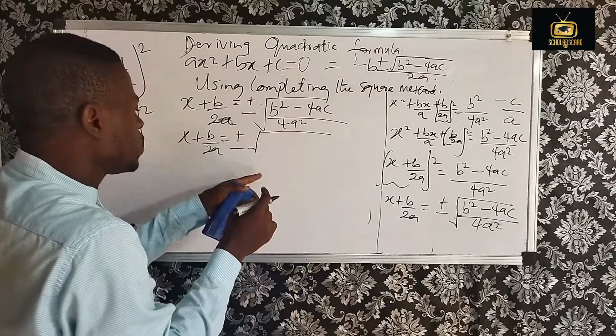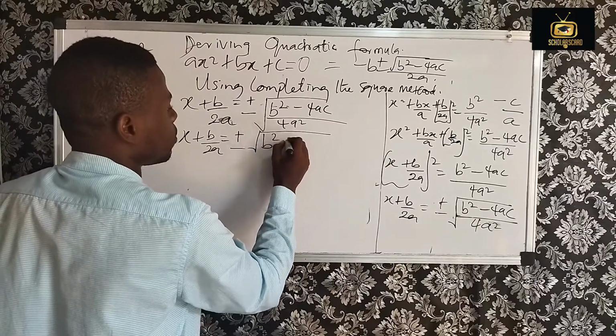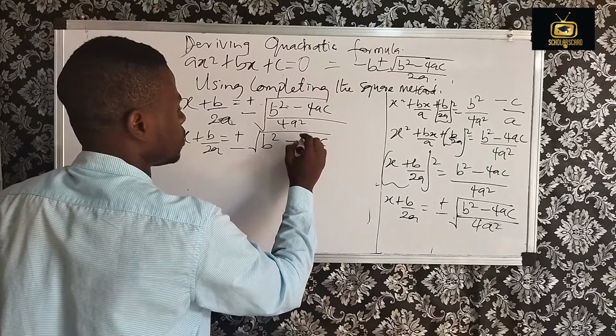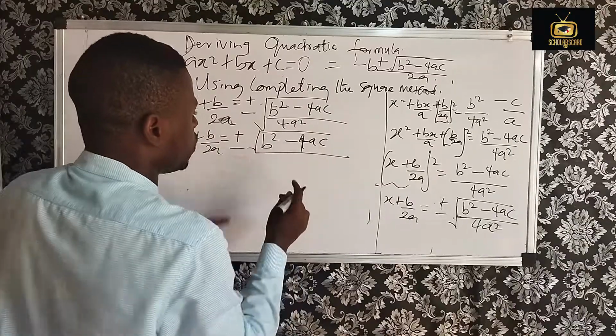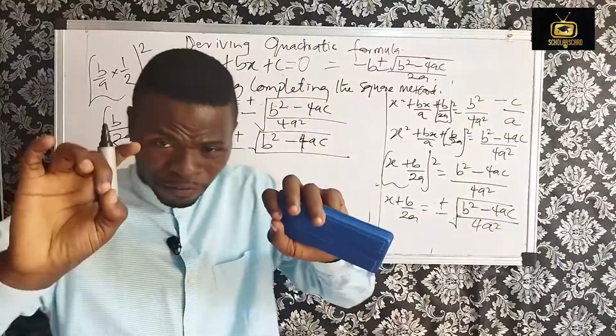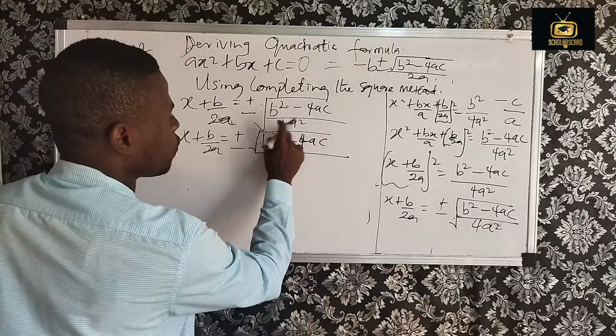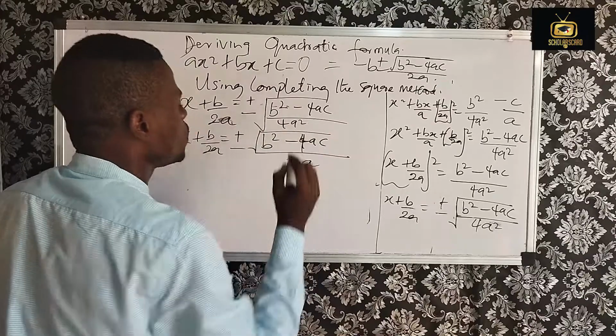So don't forget that we have found the square root of 4a squared here. So we now say b squared minus 4ac divided by, this 4a squared is no longer inside the square root again, because we have found the square root of 4a squared, which gives us 2a.